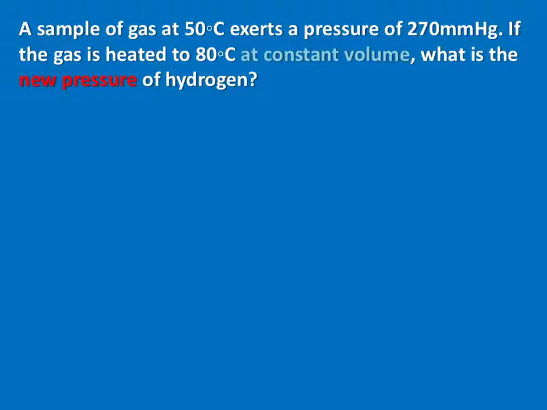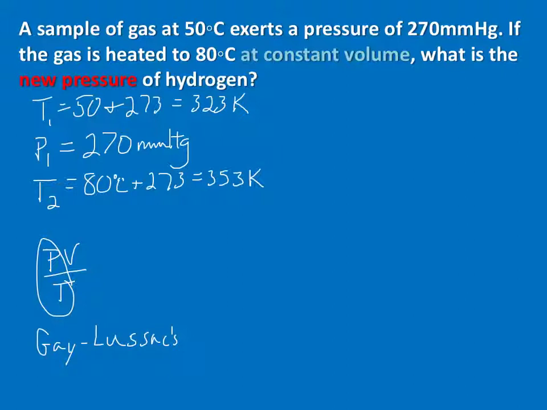This one says, a sample of gas at 50 degrees Celsius exerts a pressure of 270 millimeters of mercury. If the gas is heated to 80 degrees Celsius at constant volume, what is the new pressure of hydrogen? So we're dealing with something that has pressure and temperature. Let's refer to the combined gas law to figure out which gas law this is. The relationship between pressure and temperature of a gas is Gay-Lussac's gas law. This is a direct relationship. And since we can see from the data that the temperature increases, we can anticipate that the pressure will also increase.